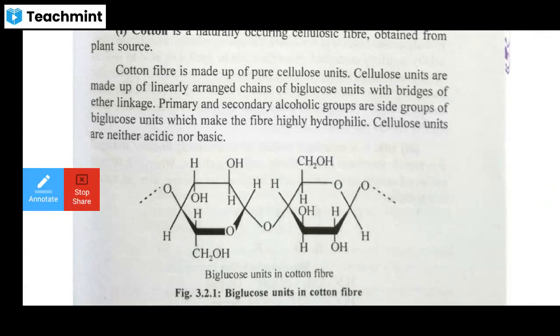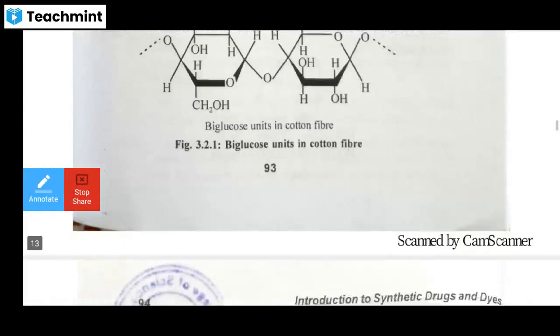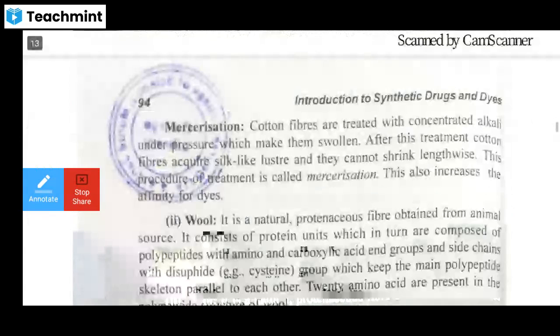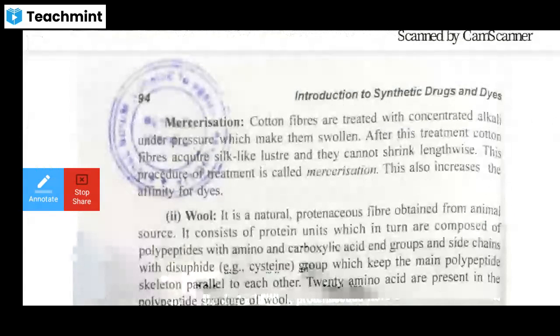So cotton fibers have glucose unit structures. Next is the mercerization process for cotton. What is the mercerization process? In this process, cotton fibers are treated with concentrated alkali chemicals under high pressure, which makes them swell. After this treatment, cotton fibers acquire a silk-like luster, and they cannot shrink.